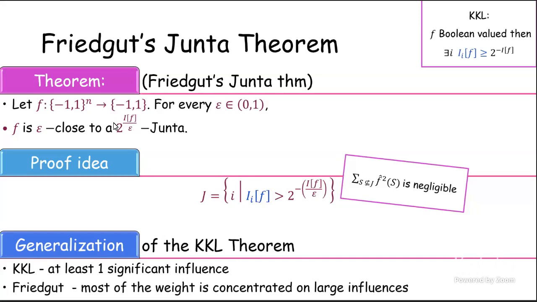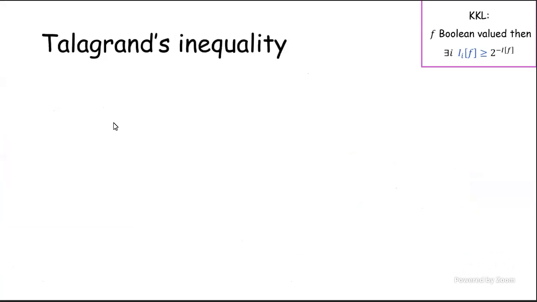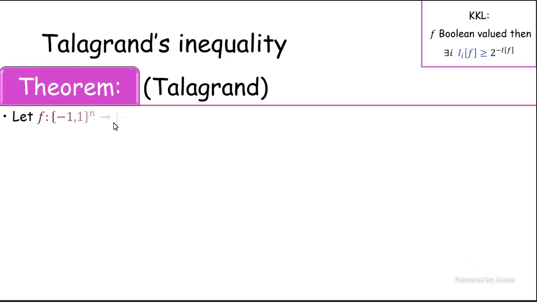So what about Talagrand's inequality? This is a very immediate generalization of the KKL. It says that for every Boolean function, the Talagrand sum, which we have on the right-hand side, is bounded from below by the variance. And if we think about a balanced function, this is actually some constant.